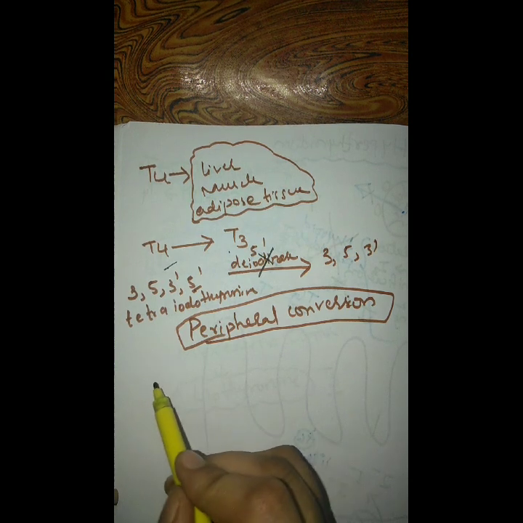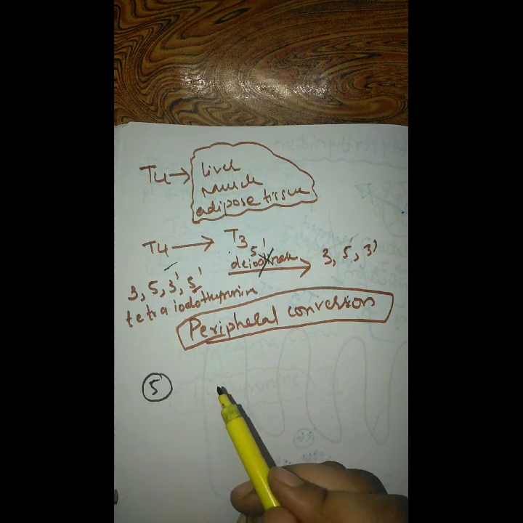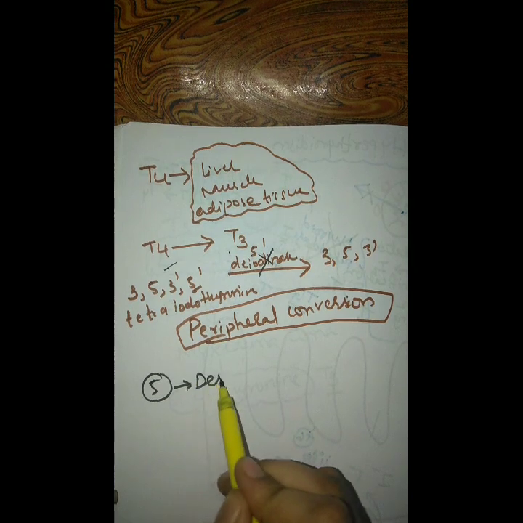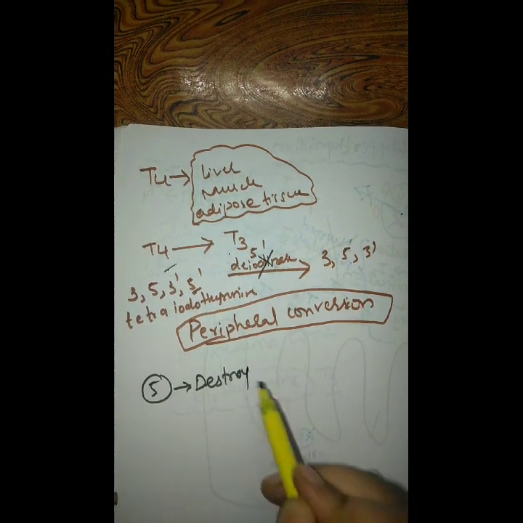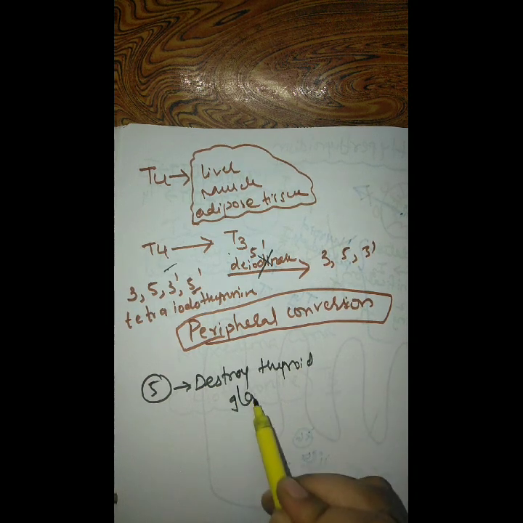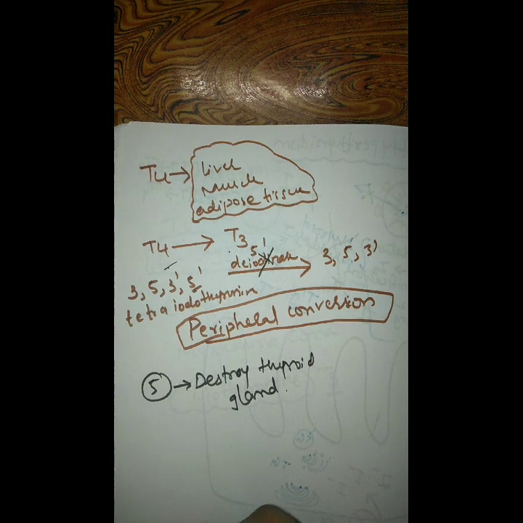And the last way, the fifth mechanism by which we can treat hyperthyroidism, is by thyroid destroying drugs, for destroying the thyroid gland. Okay, so we have got 5 ways by which we can treat hyperthyroidism.